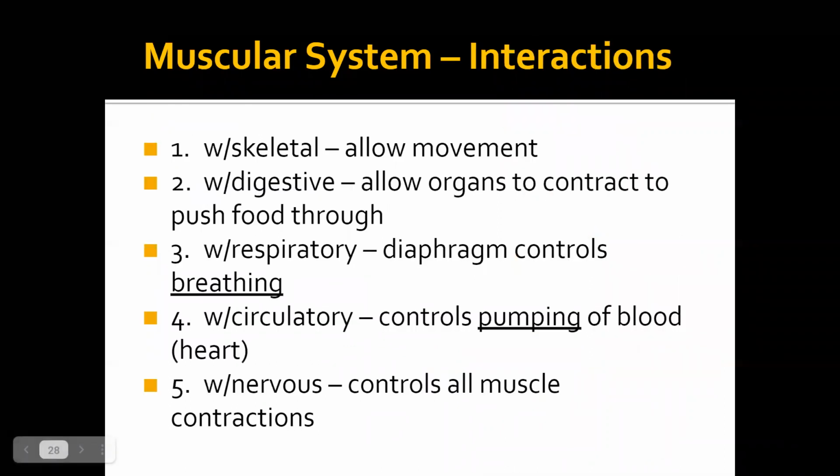Muscular system is going to interact with a lot of other systems: skeletal, digestive, respiratory, circulatory, nervous system. It's going to control the movement with the skeletal system. It's going to contract to allow the movement of food through the digestive system. It's going to contract to control breathing. Your diaphragm is a muscle. The circulatory system has muscle in it. Again, your heart muscle that pumps your blood through your body, and also the smooth muscle that's found in your arteries. And then it's going to interact with your nervous system because your nervous system controls your muscle contractions.